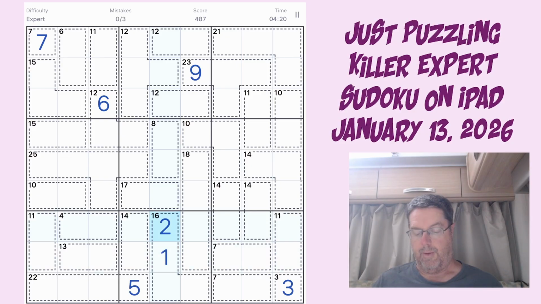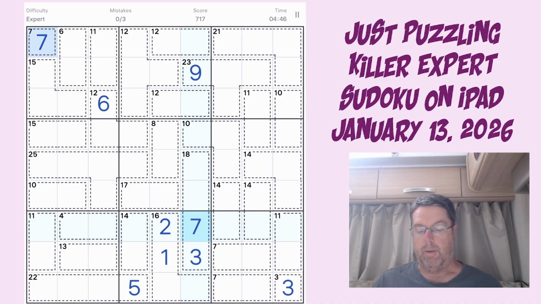So that's 13, so this can be 9 and 4, or 6 and 7. Okay, so 1, 3 there, 3 can't be here, so this must be a 3. And now I can add this up. 14 plus 5 is 19, 22 plus 16 is 38, so that's a 7.